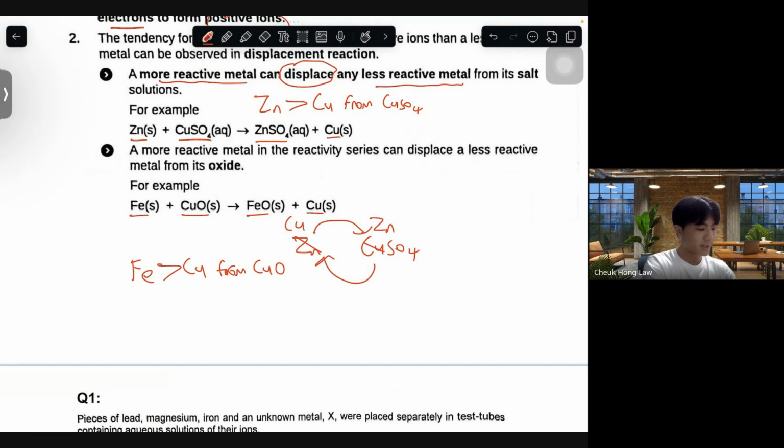So after the displacement happens, they both swap places. So now you have iron 2 oxide and copper as the products. So that is displacement reactions.